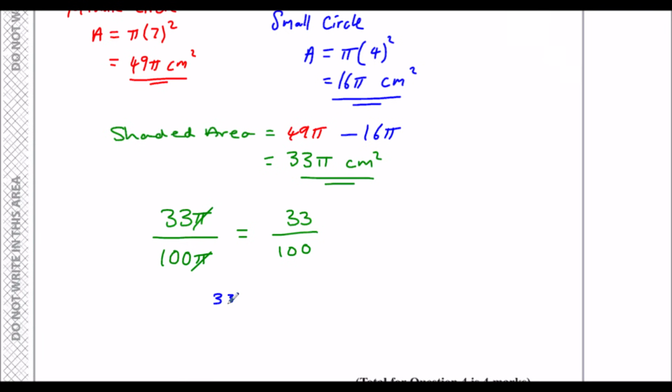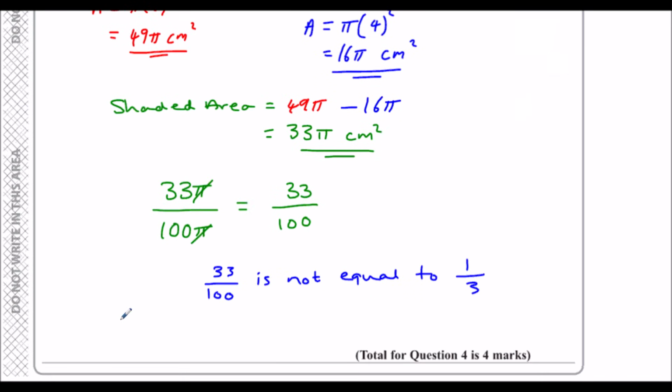So 33/100 is not equal to 1/3. It's not exactly equal to 1/3. It's quite close, but it's not exactly equal to 1/3. So Daisy is not correct.